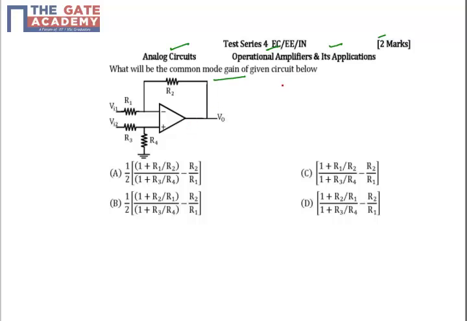Okay, so we know that common mode gain ACM is defined as V0 by VCM, keeping AD 0, where VCM is nothing but (V1 plus V2) by 2, where V1 and V2 are the inputs at the inverting and non-inverting terminal.